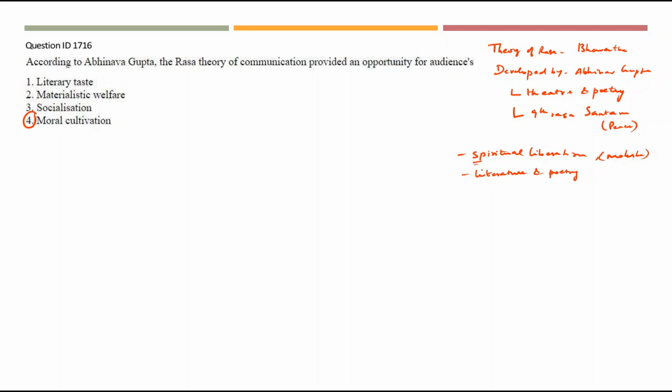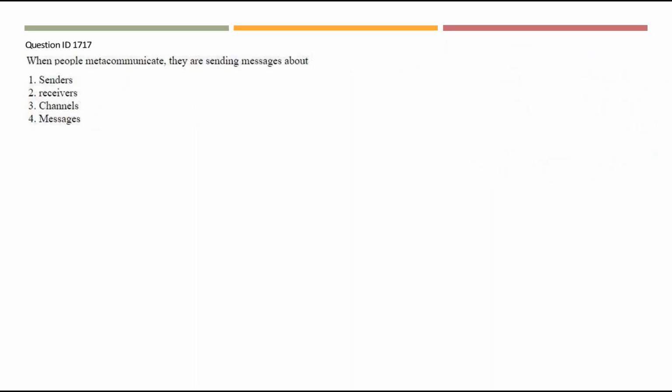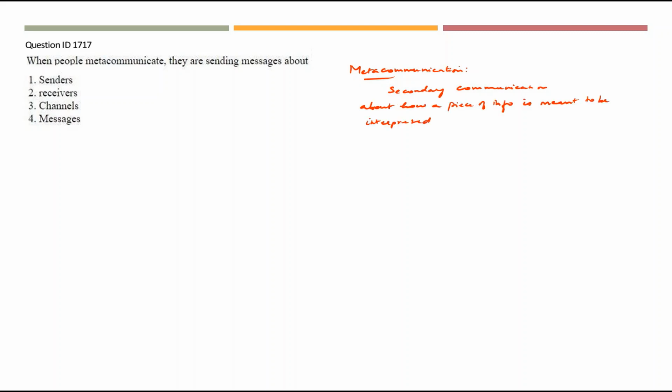Next question, when people meta communicate, they are sending messages about senders, receivers, channels, or messages. So computer science people can understand metadata. It is data about data. So what is meta communication? It is secondary communication about how a piece of information is meant to be interpreted. It means we are sending messages about messages. Option number 4 will be the right answer. So the idea is the same message will be accompanied by different meta communication and they can mean something different too.